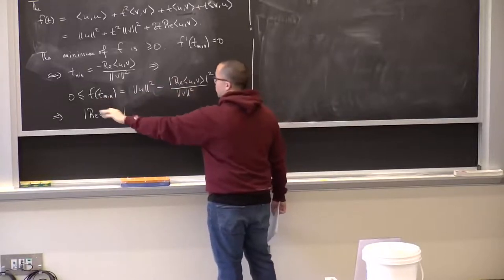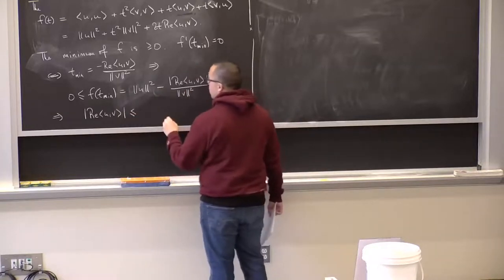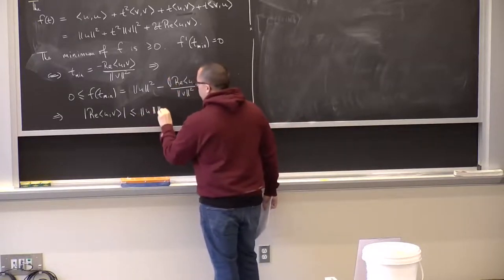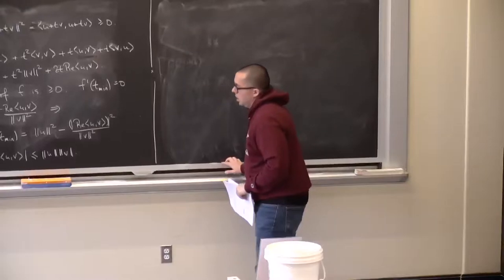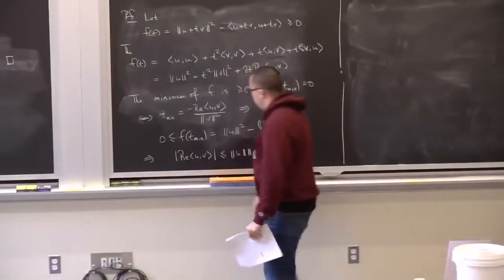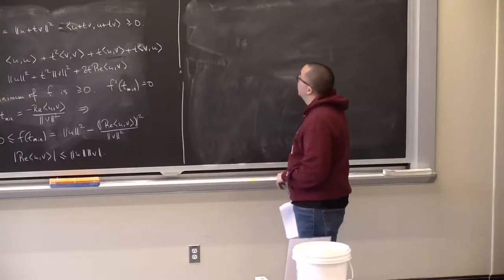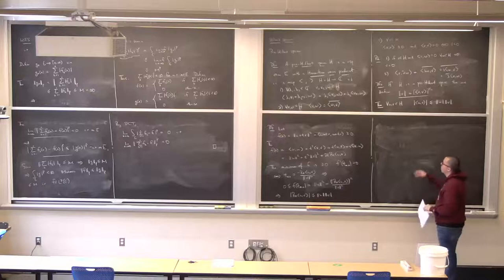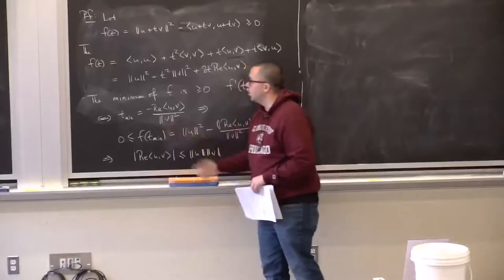So all of this is bigger than or equal to 0. If I move this over to that side, multiply by norm squared, take the square root, I get that this is less than or equal to norm u times norm v. Okay, so this is almost what I want. I want the absolute value of the inner product of u and v, but all I have is the real part of the inner product of u and v. Of course, if the inner product of u and v is 0, this inequality I want to prove is automatic. Also, if u or v is 0, then this inequality is automatic. So that's why I'm just dealing with the non-trivial case.